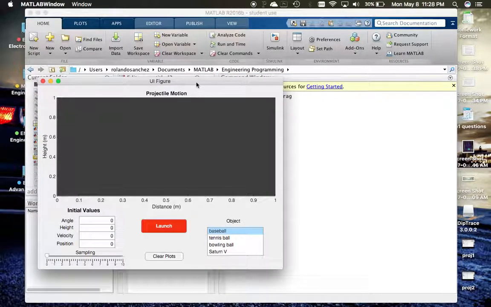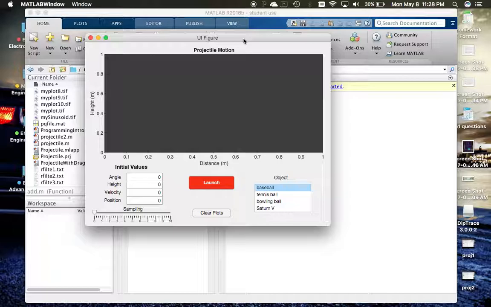And this is my design. On the left side I have some initial values, including angle, height, velocity, position, and a sampling rate for plotting. And on the right side I have the objects that I'm using, so I'm applying mass and the drag coefficient for each object. I'm using a baseball, a tennis ball, a bowling ball, and a rocket, Saturn B.